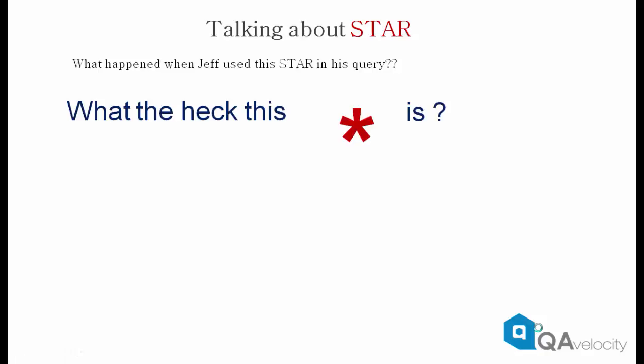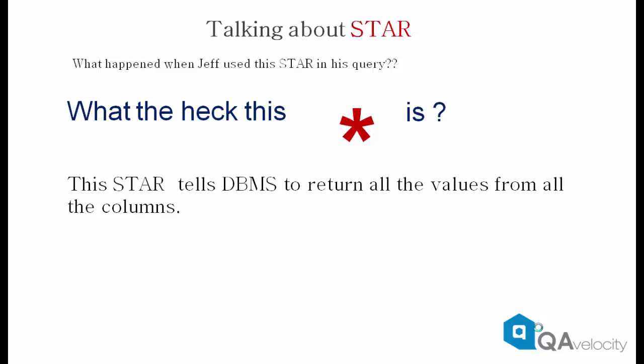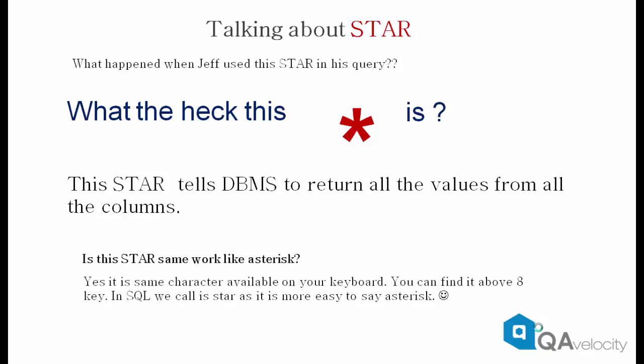Alright, we talked about the select keyword. Now what exactly is this star Jeff used in his query? A star is used to retrieve all the values from all the columns of a table. Is this star the same as an asterisk? Yes, it is the same character available on your keyboard. You can find it above the 8 key. In SQL, we call it star as it is easier to say star than asterisk.